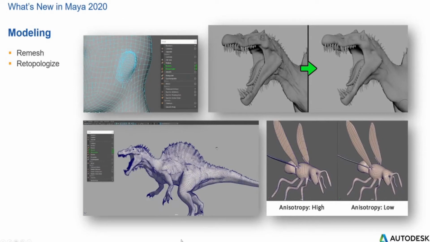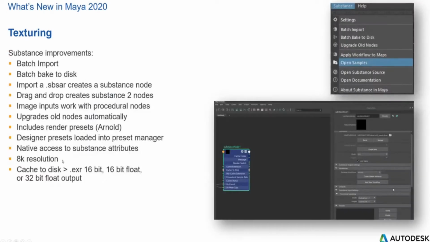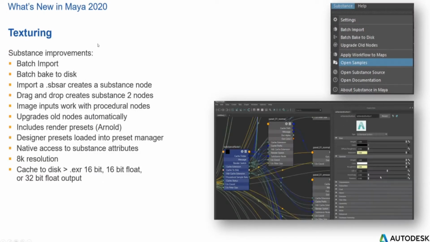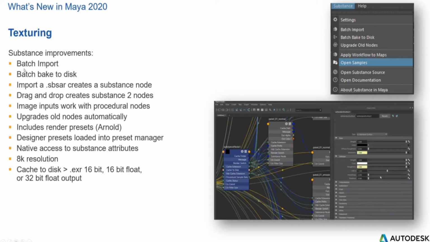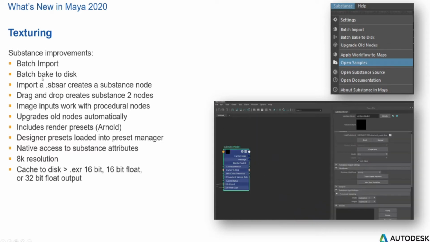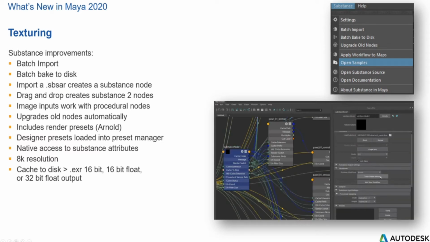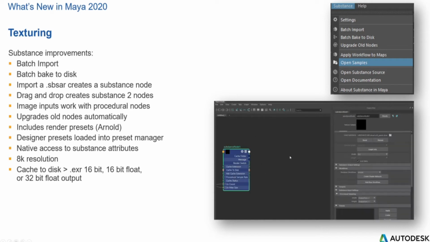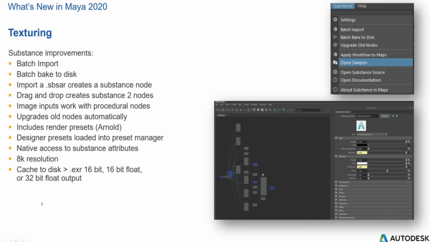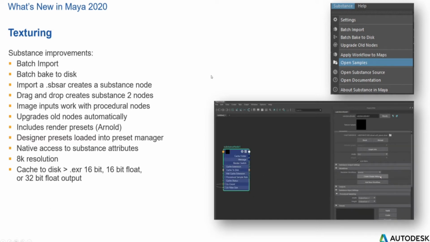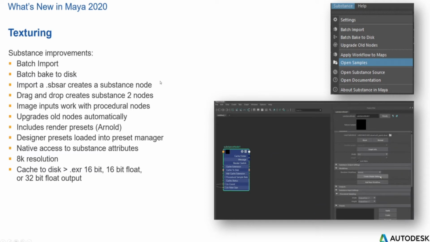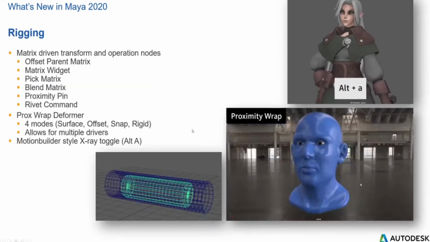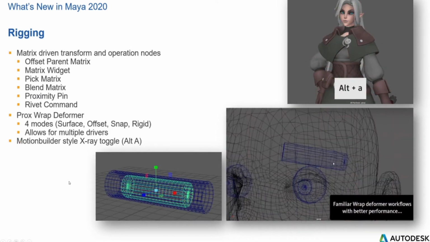So let's jump back to our PowerPoint here. Some things that have changed in Substance are what you read here, like batch import and bake to disk in a batch process. So you don't have to bake your textures one by one. You can select them all together and bake them all at once. And stuff like that has been improved in Substance. So check out your Substance menu for these news. That's a really interesting thing for all people who use that kind of stuff.